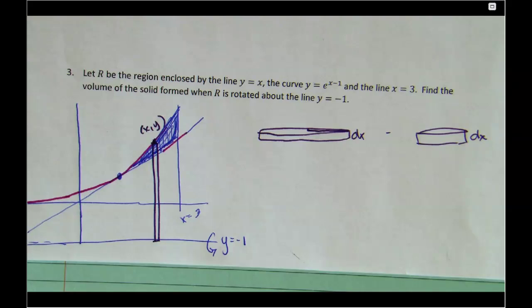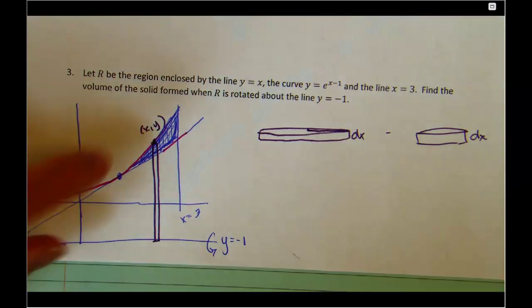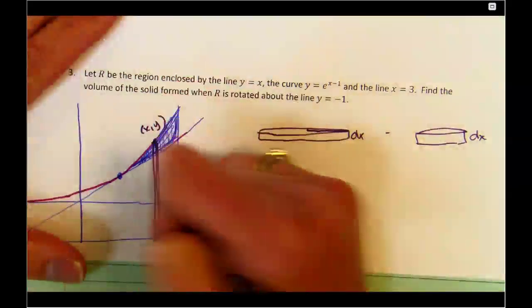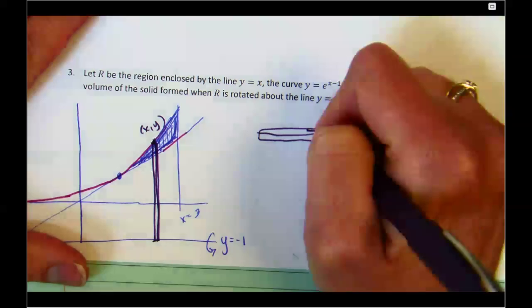Which one is the one we're rotating? The one way down there. Right, the bottom one. y equals -1. Draw your slice perpendicular to that. So your radius is y plus 1.